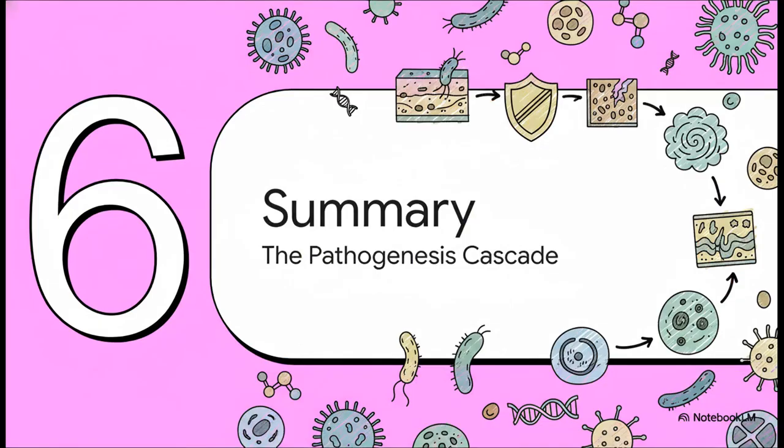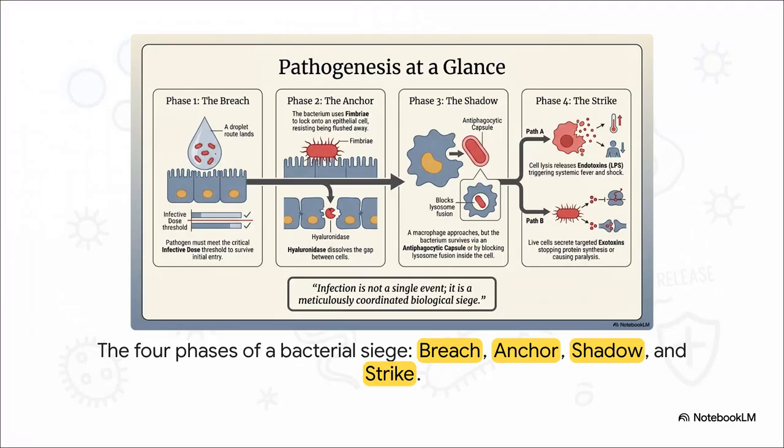To conclude, let us synthesize these individual stages into a single, cohesive pathway, the pathogenesis cascade. This diagram consolidates the entire sequence into 4 distinct phases. First is the breach, entry into the host with a sufficient infective dose. Second is the anchor, using adhesion mechanisms to establish a persistent colonization. Third is the shadow, employing a variety of strategies to evade the host immune response. And finally, the strike, the release of toxins, endotoxin or exotoxins that cause direct tissue damage and clinical disease.